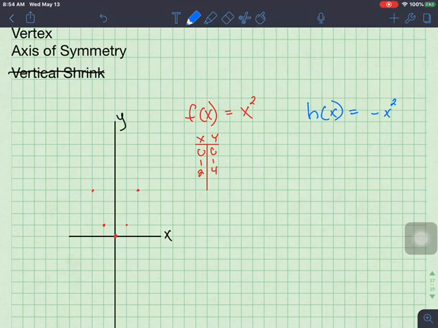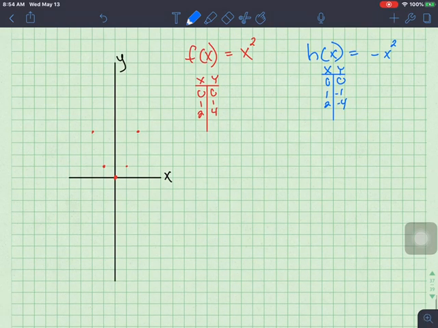When we do this one, all right, that negative, right, x, y, we have 0, 1, and 2. The outputs are going to be virtually the same except negative, right? -4. So when we go to graph this, we have the same common vertex. It's almost like a reflection across the x-axis. And so we have dots at (1, -1) and (-1, -1). And then we have dots at (2, -4) and (-2, -4).